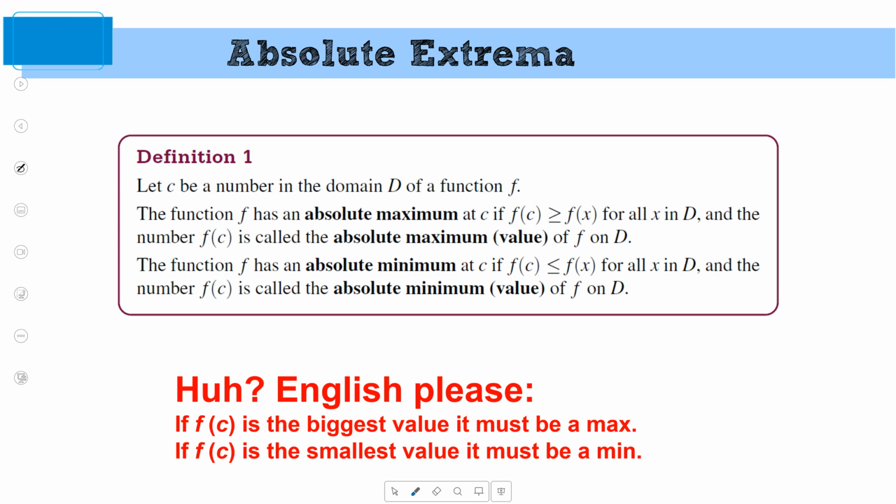Those are the absolute maxes and mins. Sometimes sources will use the word global, which also means the same thing as absolute. So a global max and an absolute max are the same thing. Questions? Does that make sense? We're good? All right, good.